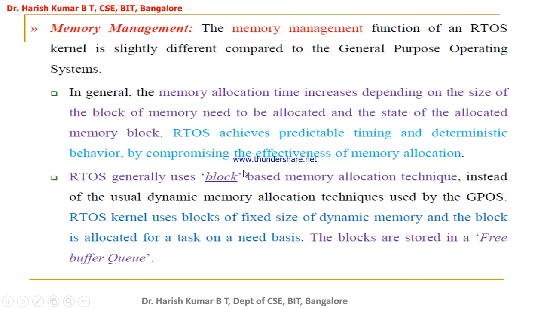because block-based memory allocation is much faster compared to dynamic memory allocation, and that is necessary in an RTOS because we call it a real-time operating system. It should function in real time, and delays are not supported. Quickness is required, and that quickness can be achieved by using the block-based memory allocation technique rather than the dynamic memory allocation technique. Usually the dynamic memory allocation techniques take much time for allocating the memory.